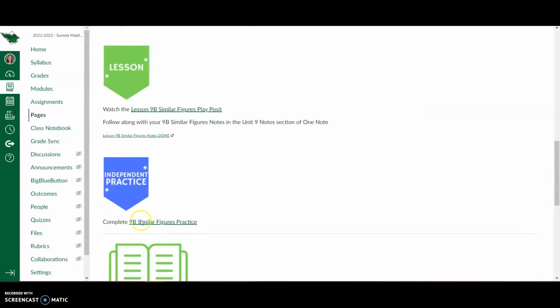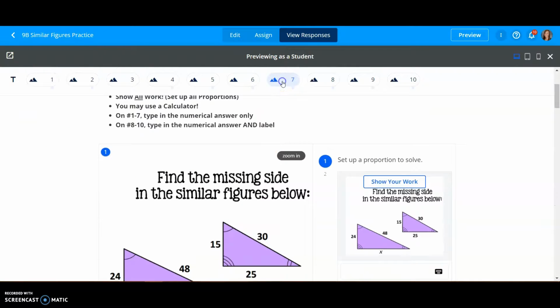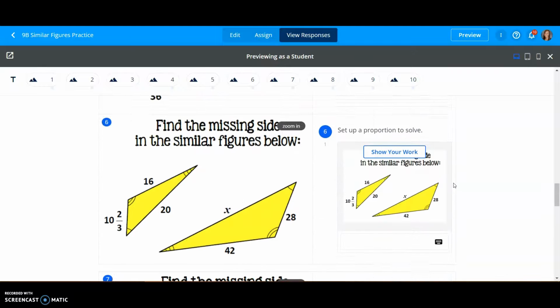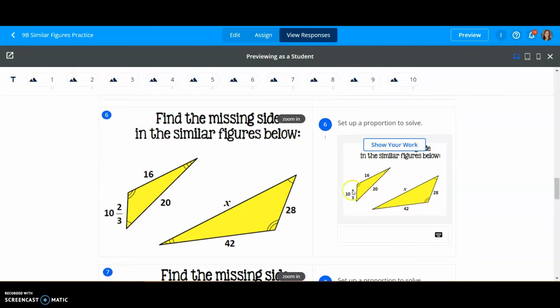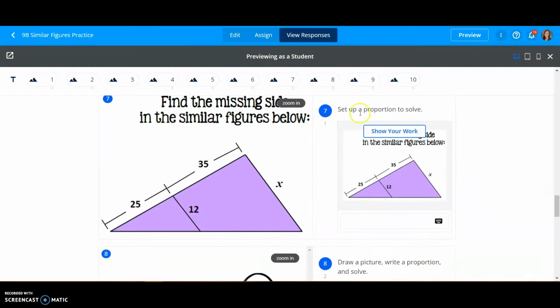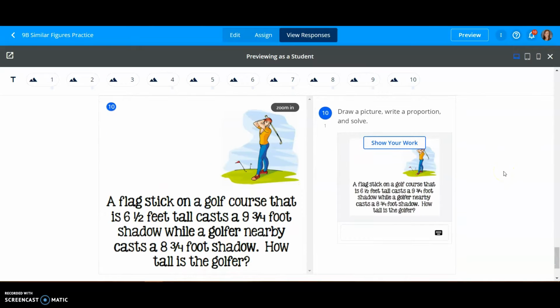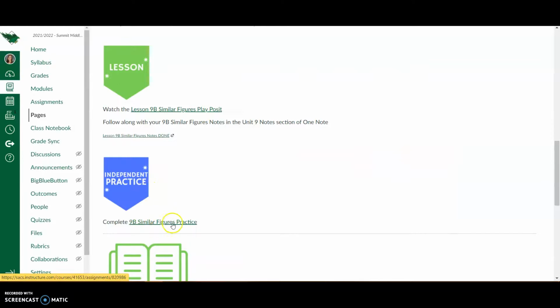I'm also underneath here going to include some videos on how to help you out with 3 questions on your homework. Question 6 and question 7, I'm going to make a video and help you get that started. And then also question number 10, I'm going to make a video and help you get that started. And I will post those videos down here underneath this practice if you want to watch those videos just to help you out with number 6, 7, and 10.